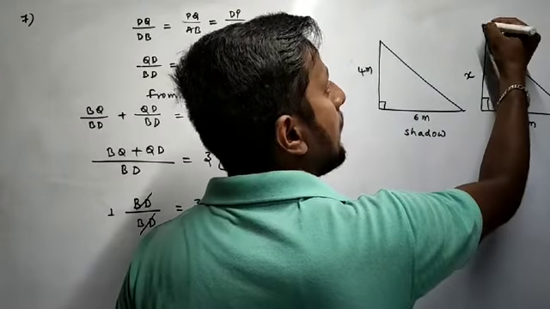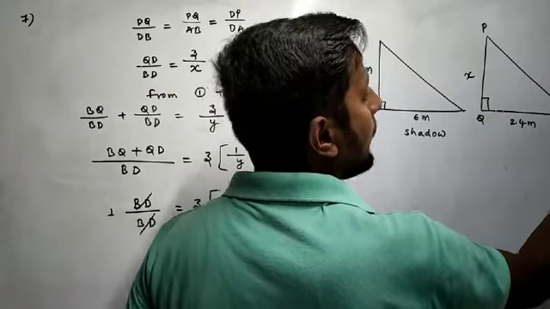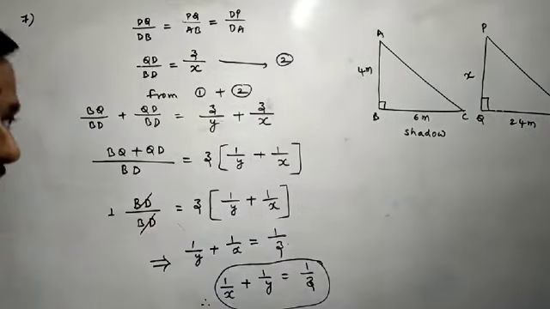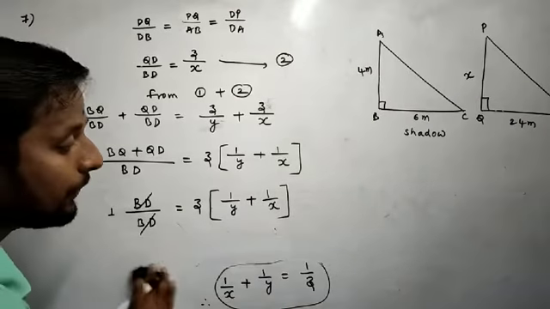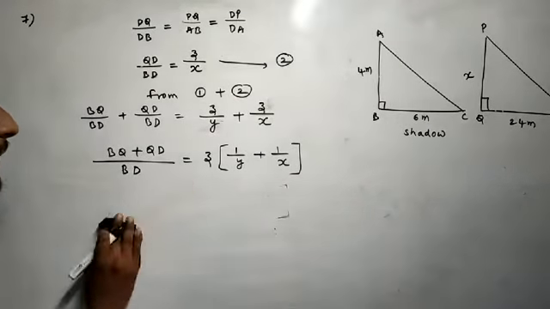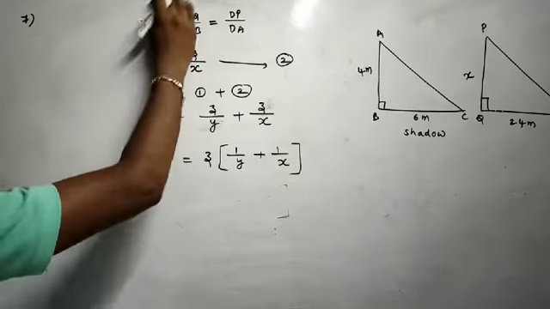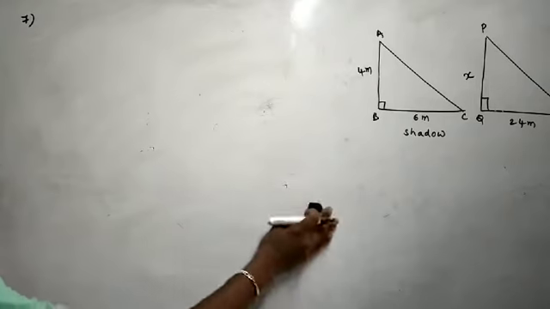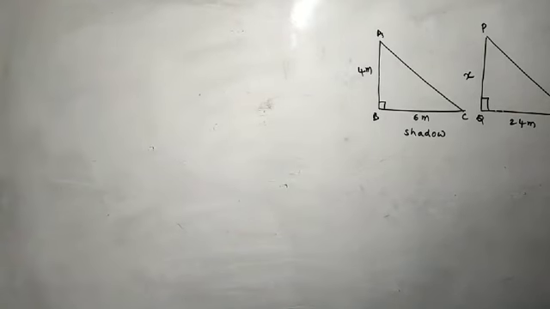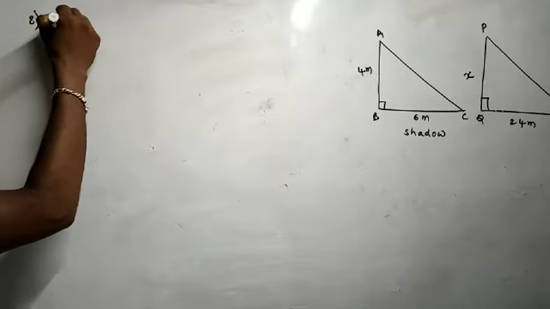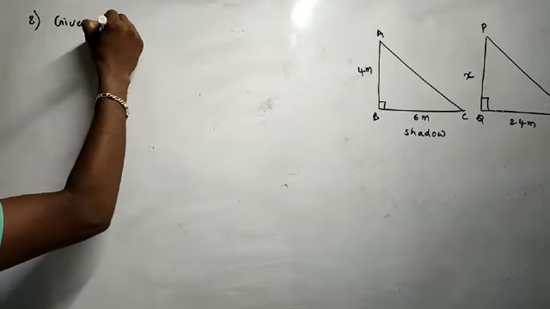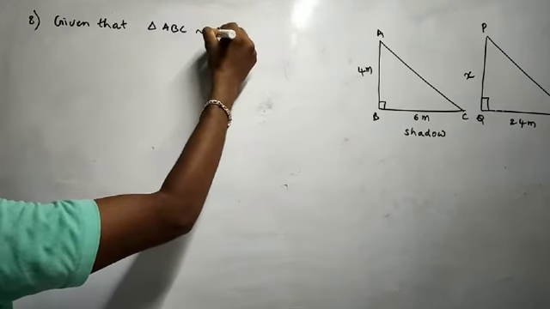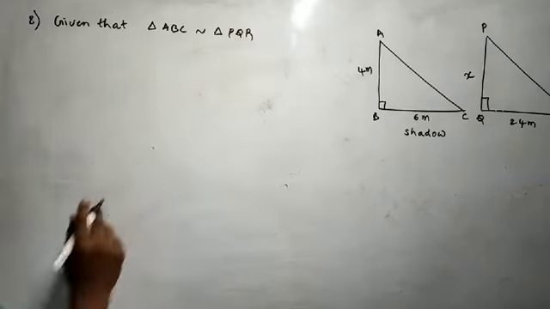Just name the triangles P, Q, R and A, B, C. From that, what can we understand? The figure of the first one is similar to the figure of the second one. That is given information, very clear. Now simply I can write here: given that triangle ABC is similar to triangle PQR.